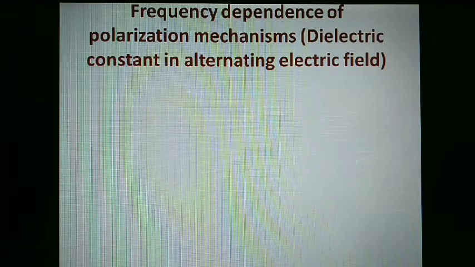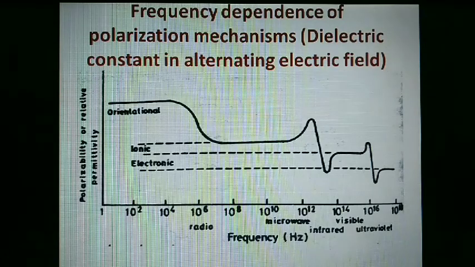But in an alternating electric field, dielectric constant varies with the frequency. You can see from this diagram that the polarizability or relative permittivity are varying with the frequencies. We have taken the frequency starting from 100 Hz to a very high frequency, about 10 power 18 Hz. As I mentioned, dielectric constant, that is relative permittivity, is static in the static electric field, but it is inversely proportional to frequency.